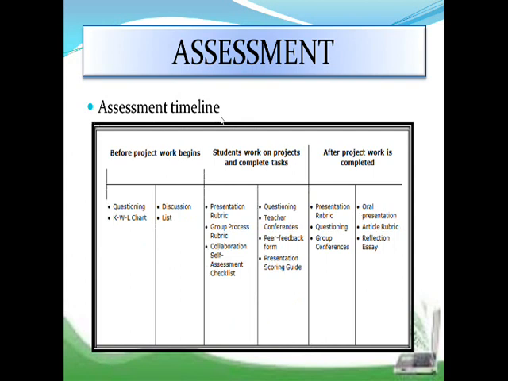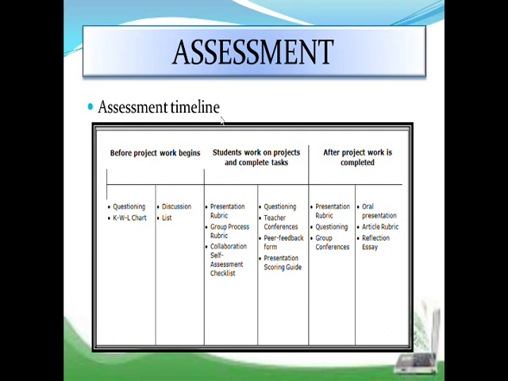As you can see in this assessment timeline, I will informally assess students through questioning which is used throughout the unit to help students develop their higher order thinking skills and process content. KWL charts is used to gauge students' readiness and interest in the topic. The discussion is used to activate student background knowledge. List is used to help students tap into their prior knowledge and start to organize the thinking.